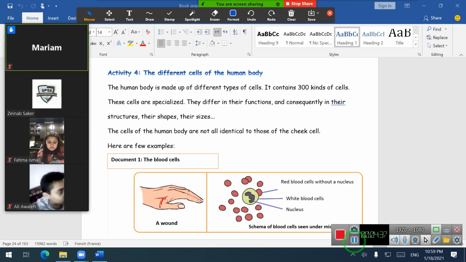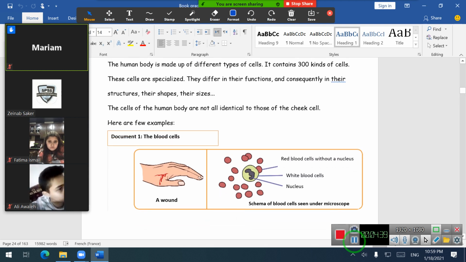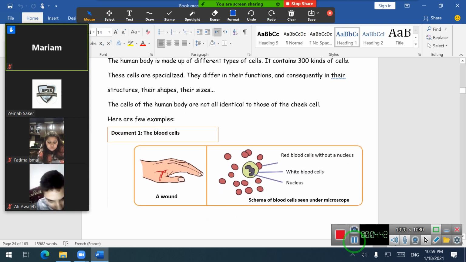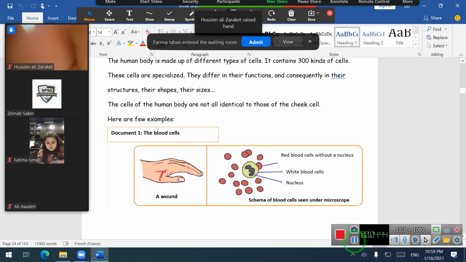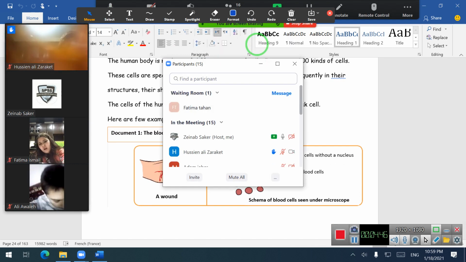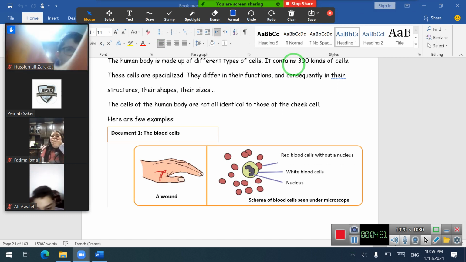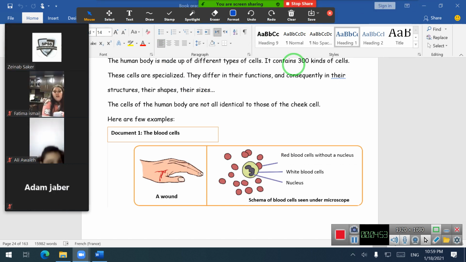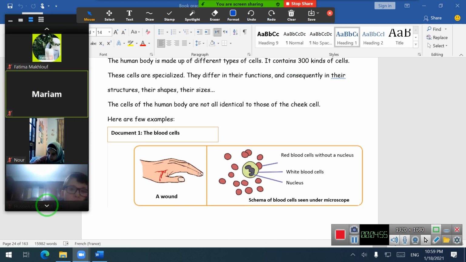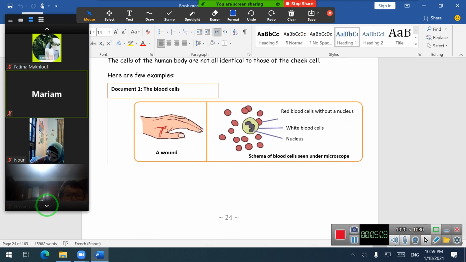Here we are going to start identifying different kinds of cells found in the human body. For example, of course, all the cells have different shapes, different sizes, different structures. We studied before about the cheek cell in your body. But here we have to find more and more examples of the cells found in your body.